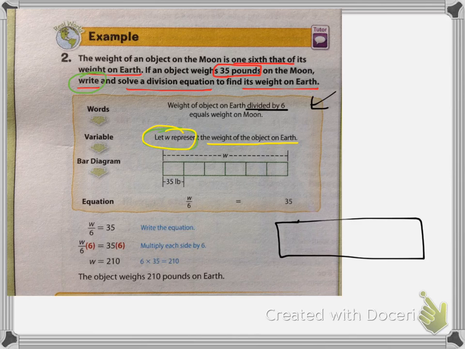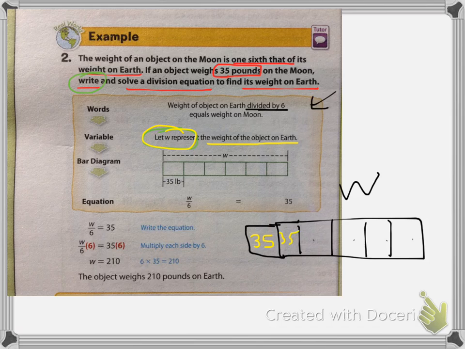Okay, so it says let W represent the weight of the object on Earth. So that's W. And then you're going to split it into 6. 1, 2, 3, 4, 5, and then we're just going to add a little bit here so it makes 6. So we have 1, 2, 3, 4, 5, 6. Perfect. So it's saying this is the total weight, and then for the bar diagram, it says if an object weighs 35 pounds on the moon, so that means you're going to put the 35 in one of those chunks there. Then how much does it weigh on Earth?